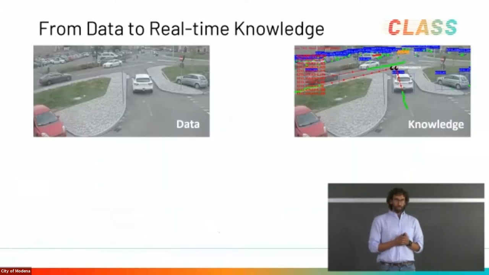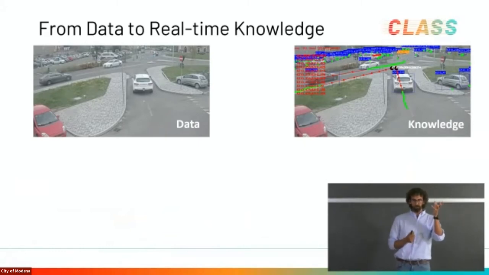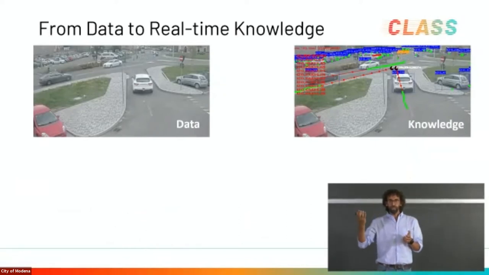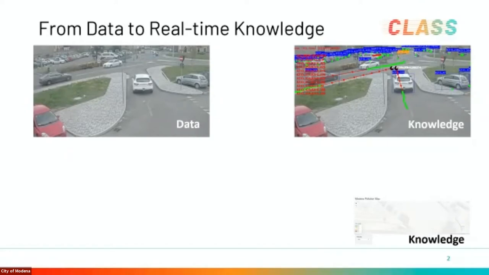CLASS is about how, from the data collected by the different sensors in the city, we can generate valuable knowledge that the city can then use. For example, we can have an image from a camera, and from this image we can determine the different objects and their trajectories, and then detect potential collisions before they happen. Or, based on the dynamic properties of the different objects, we can compute in real time a map estimating the level of pollution in a given area of the city.